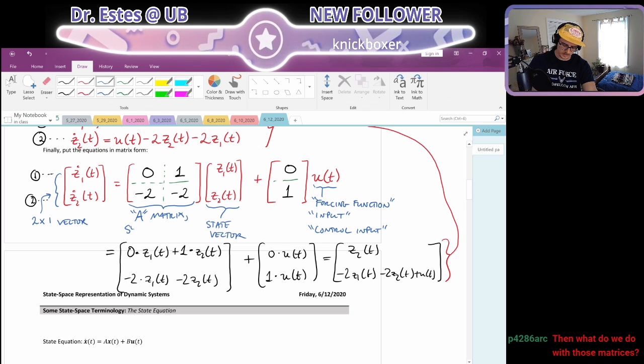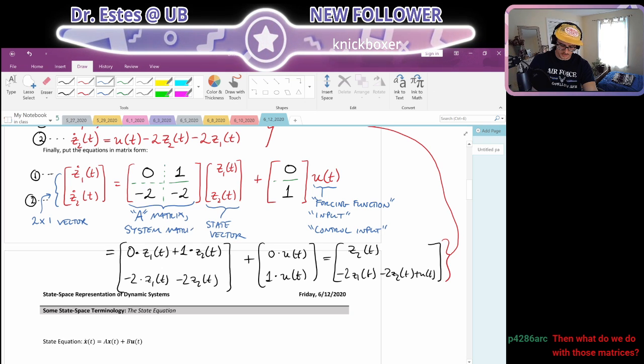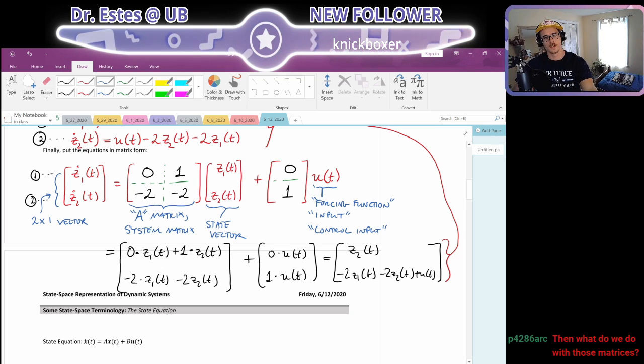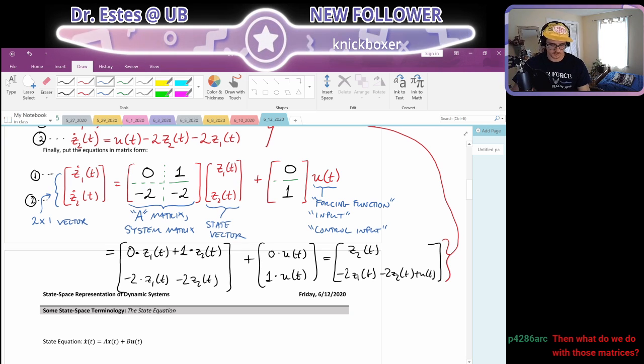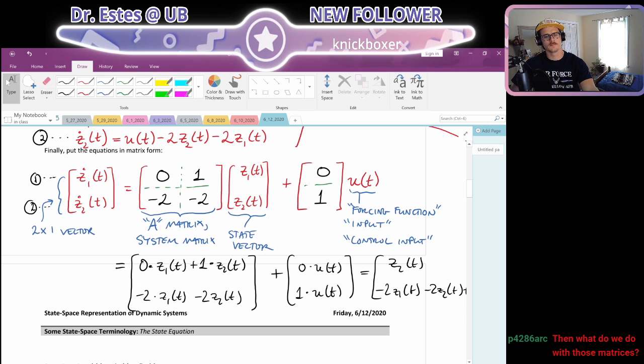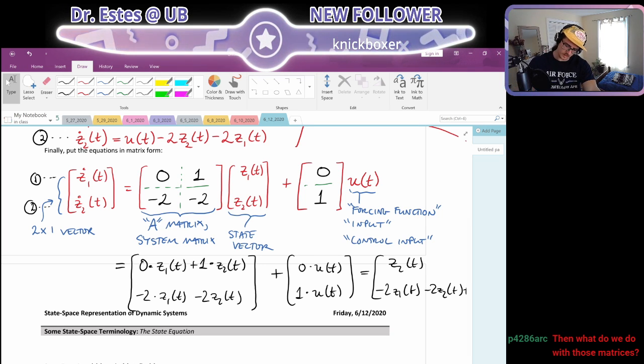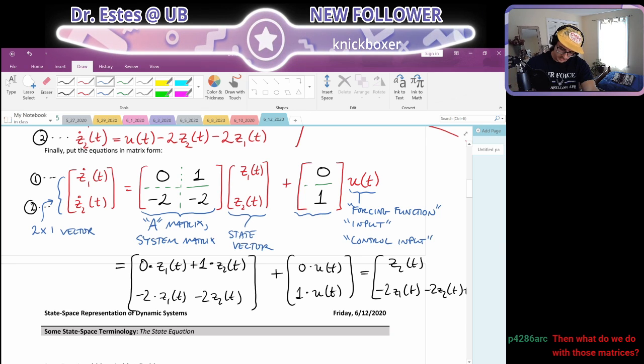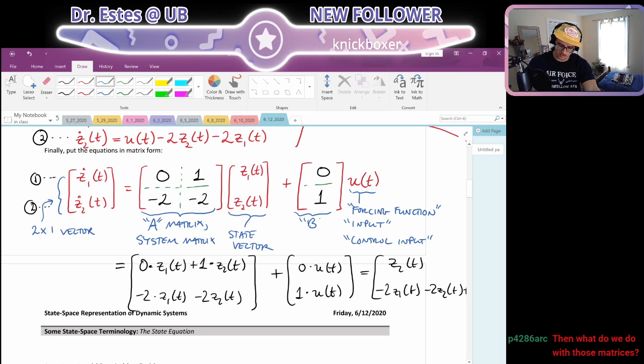Another name for it is the system matrix. It's the most important of these matrices. And this one that multiplies with the forcing function, we call it the B matrix.